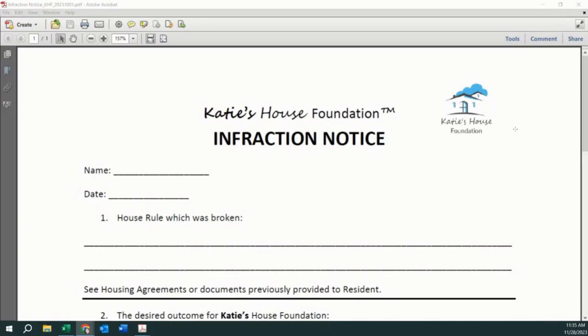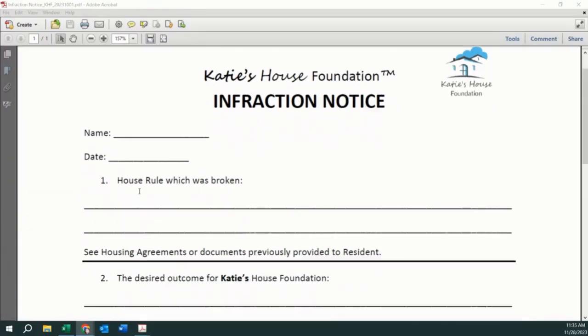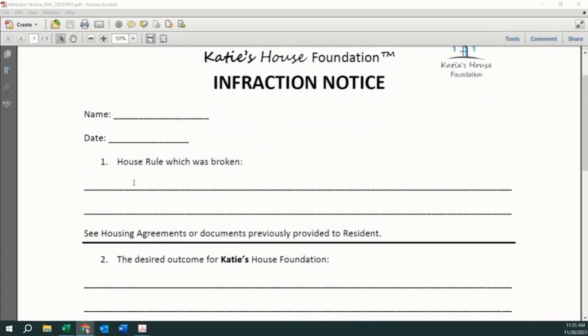This is an infraction notice, and when a house rule is broken, you or your property manager would want to immediately fill this out. So you would put the resident's name, the date, and you would refer to the rule that's been broken. It's really important that you can list that, meaning rule number 1 of the house rules dated October 8th, 2023 was broken. That way, the resident can very clearly refer to those house rules and see that they broke number 1.